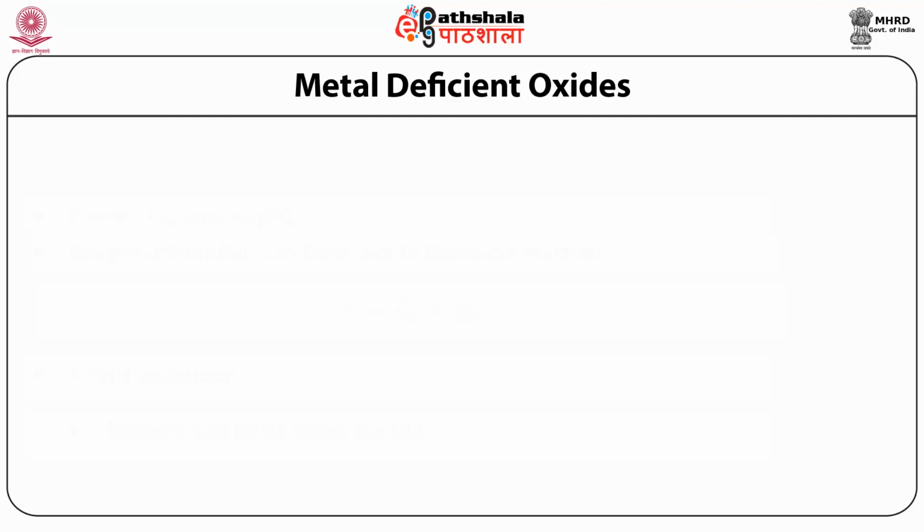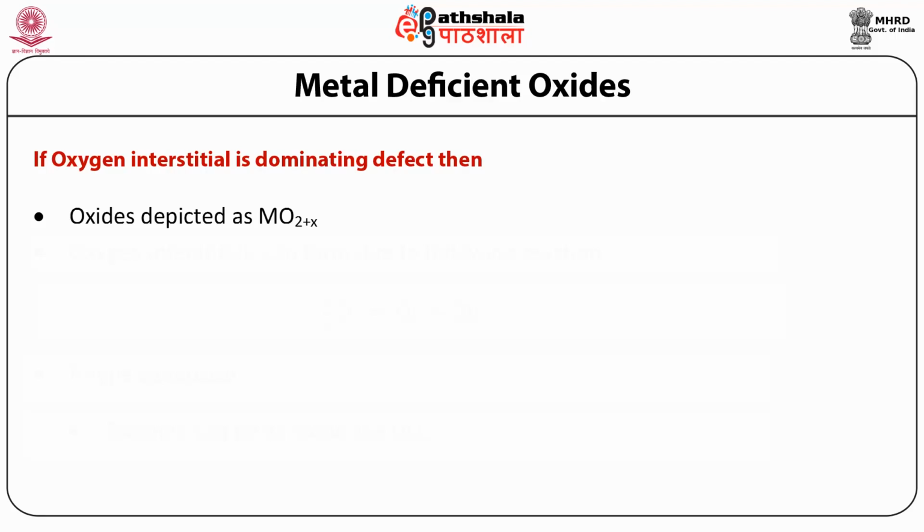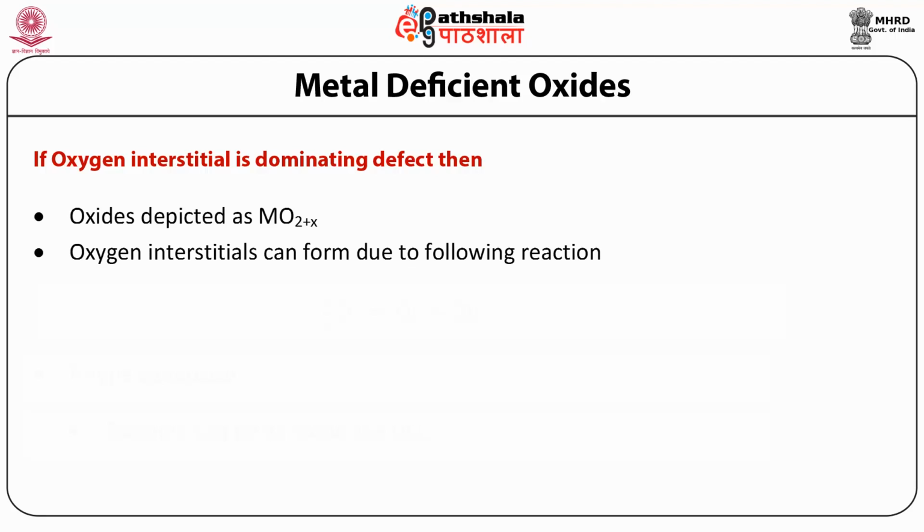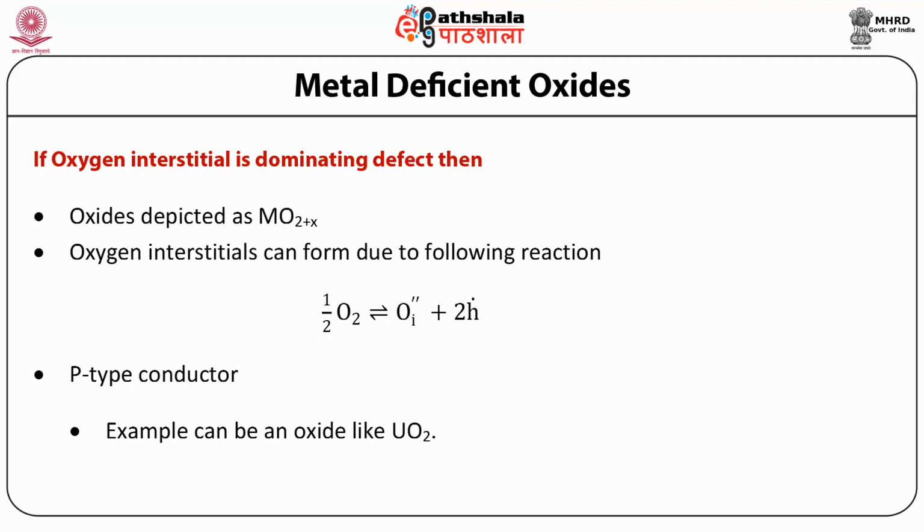This slide is in continuation for the metal deficient oxides. If the oxygen interstitial is the dominating defect, then the oxides are depicted by MO2 plus x. The oxygen interstitials can form due to the following reaction, that is 1/2 O2 gives OI double prime plus 2h dot. So here also there is a formation of holes, and this occurs due to the conduction of holes, resulting in a p-type conductor. One example is UO2.